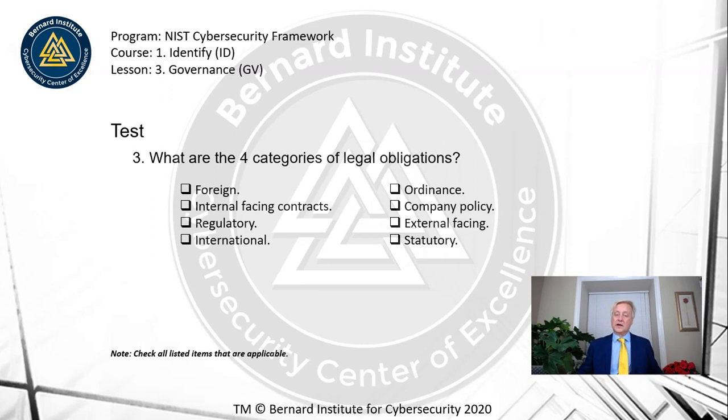Question 3. What are 4 categories of legal obligations? So we have foreign, internal facing contracts, regulatory, international, ordinance, company policy, external facing, or statutory. What do you say? Do you say internal facing contracts? That's correct. And if you said regulatory, that's also correct. And external facing? Also correct. And statutory. So statutory are the laws.